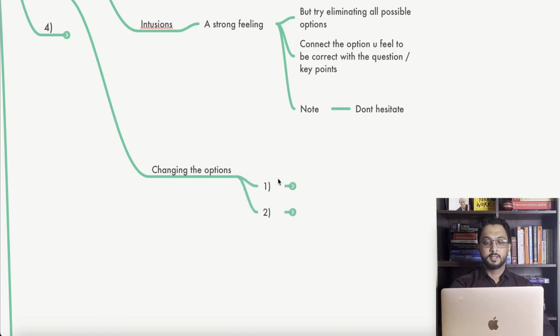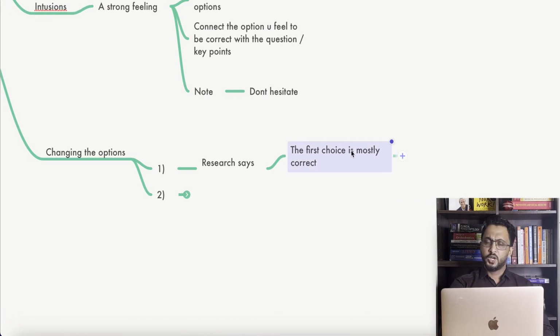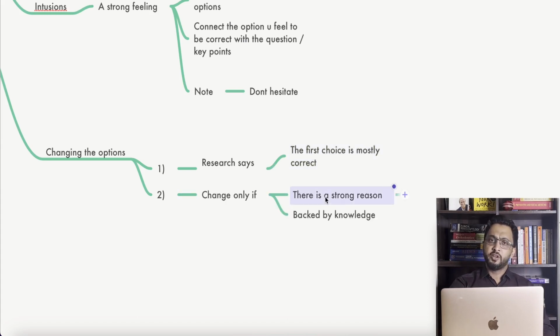Now what the research says is that the first choice is mostly correct. Imagine you answered B, you came back, and you feel like it's C. You can change only if there is a strong reason backed by knowledge, something which you have learned and are absolutely sure about. Then only change, otherwise don't change it.